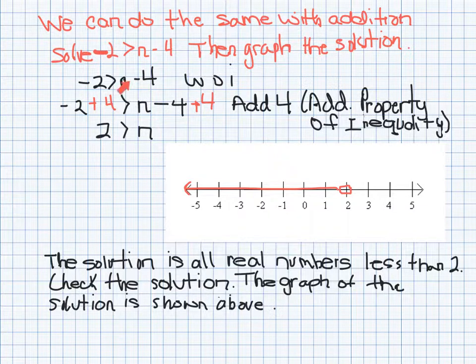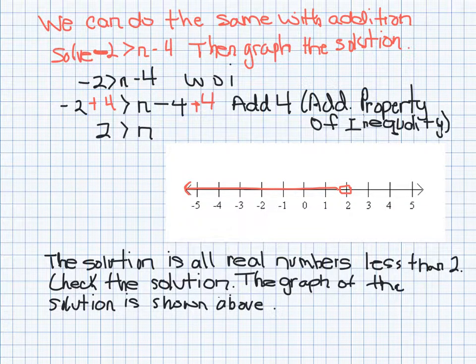So we're going to isolate the n here. We need to get rid of the 4, so we add a positive 4 to both sides. That gives us negative 2 plus 4 is greater than n minus 4 plus 4, and that works out to be 2 is greater than n. We use the addition property of inequality. We have an open circle because we don't have an equals part to this, and all our solutions are to the left of 2 here.